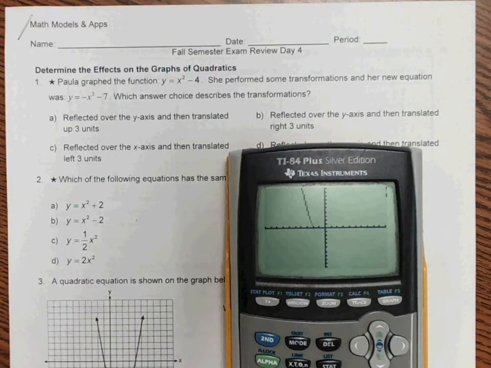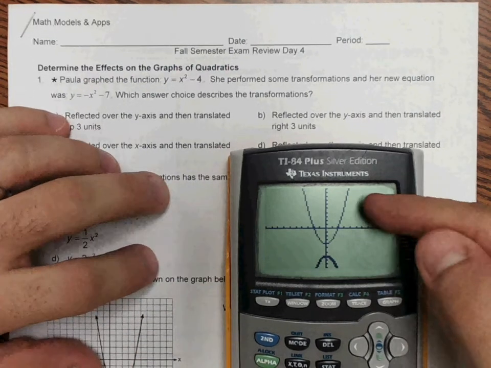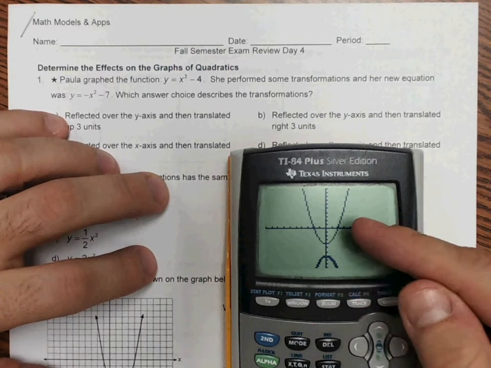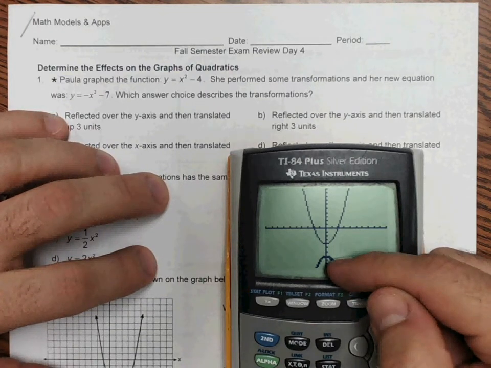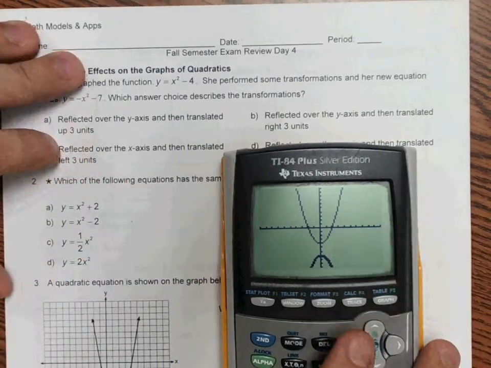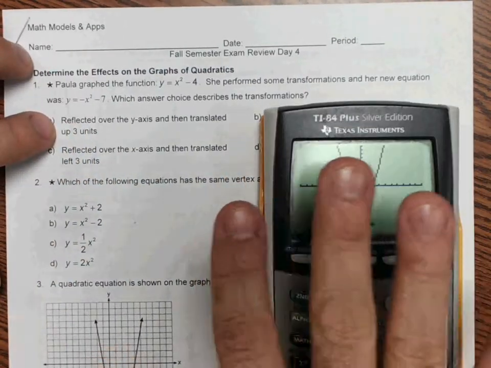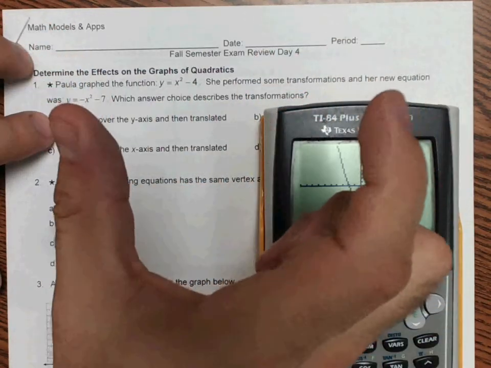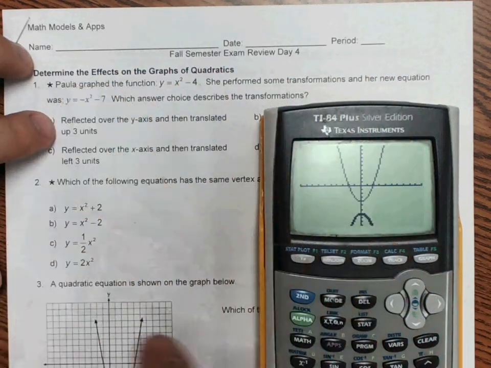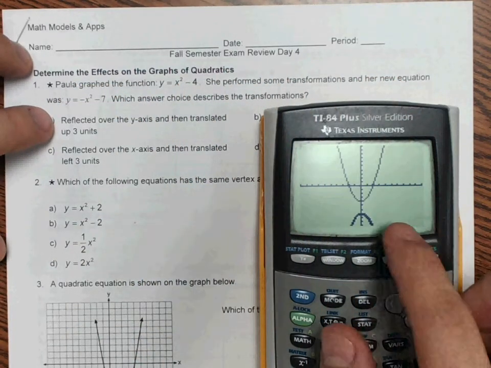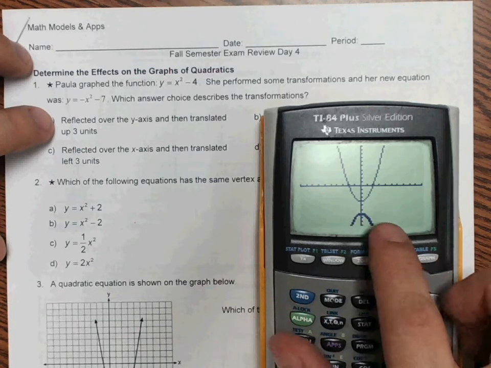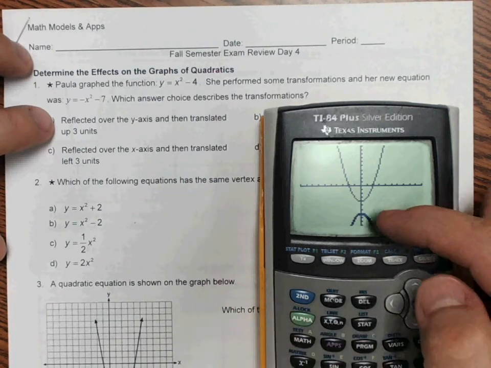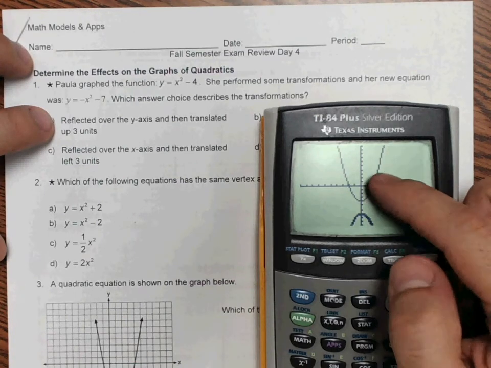So if we look at this graph, there's our first line, and there's our second line. I noticed two things. First of all, it is flipped over. It's reflected over the x-axis. The other thing I noticed is that it shifted down a few units. So we want those two things to be reflected. Letter A says reflected over the y-axis. Well, reflected over the y-axis means if you have a U shape like this, it flips it this way. Which, yeah, it kind of does, but it's hard to tell. And it's translated up 3 units. Well, I can tell that this darker line is not up 3 units from this one, so that's out.